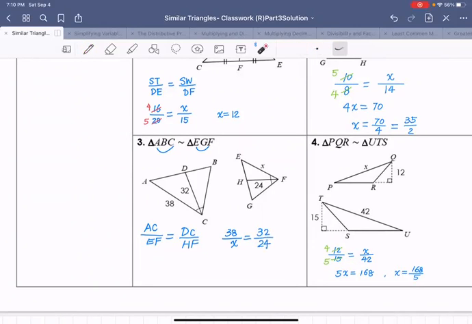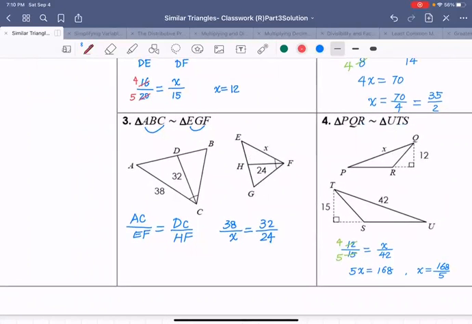Let's simplify on the right. Well, you cross out the 32 and put 4 there, and cross out 24 and put 3. Beautiful. And then you can do cross multiplication, okay? Go ahead. So 28.5.